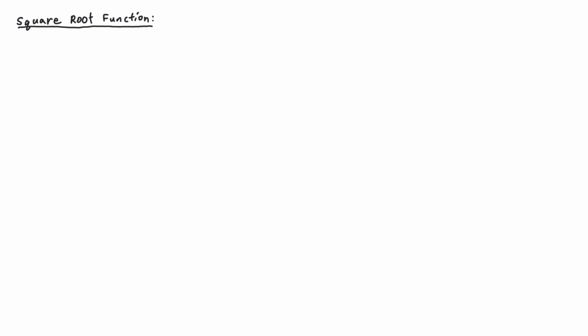Next, we have the square root function, which is given by the formula f of x equals square root of x. Let's make a table of values for this function to get a sense of what points are on the graph. This time, we won't be plugging in x values from -2 to 2 because we can't plug in negative numbers into the square root function. Instead, we'll look at x values from 0 to 4.